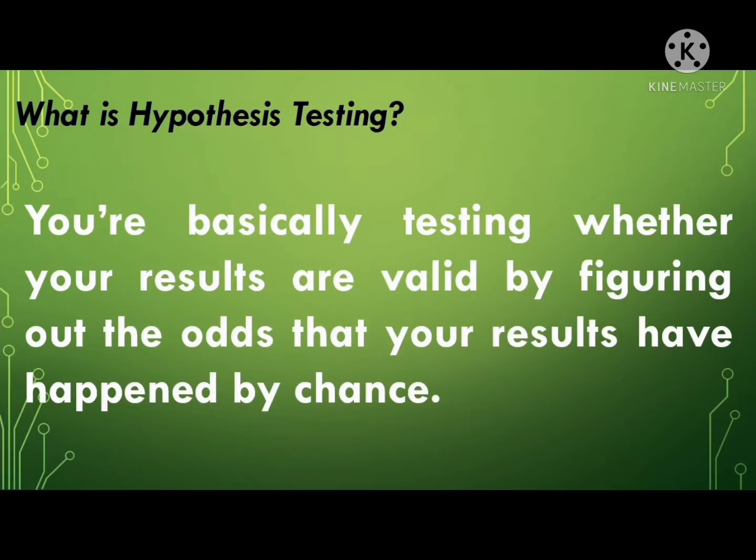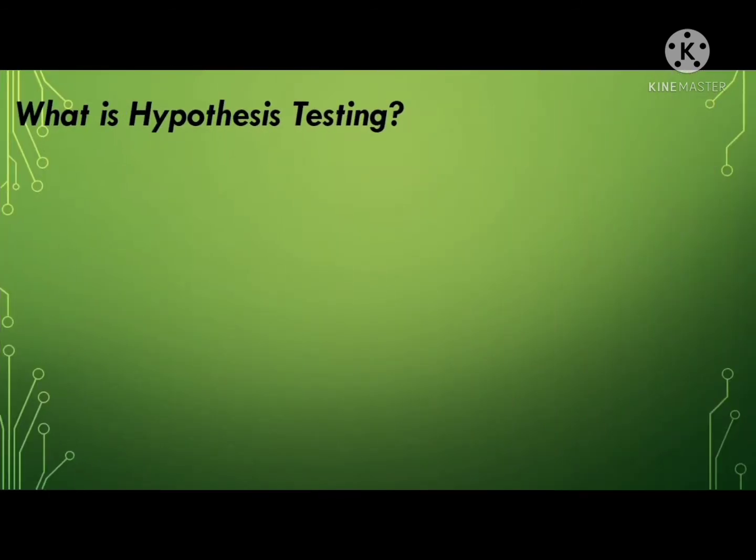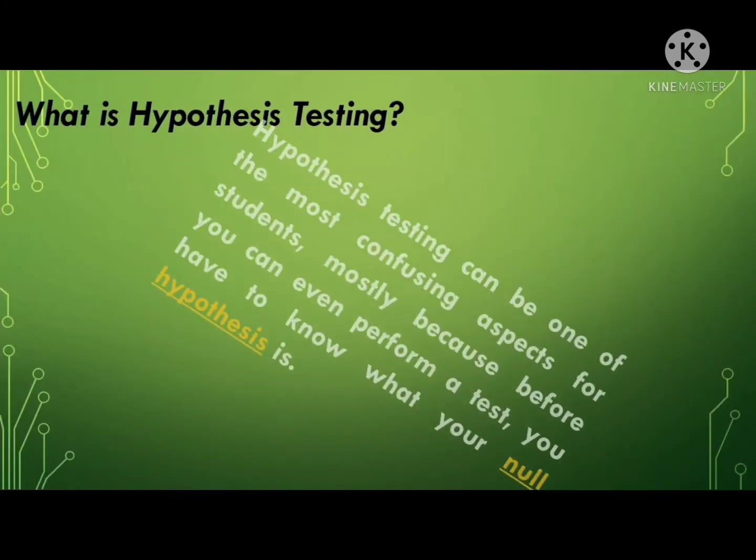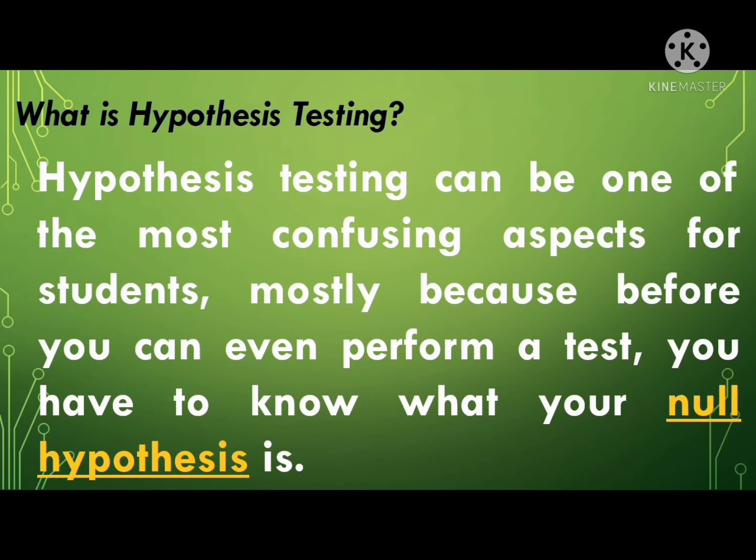You are basically testing whether your results are valid by figuring out the odds that your results have happened by chance. If your results may have happened by chance, the experiment would not be repeatable and so has little use. Hypothesis testing can be one of the most confusing aspects for students, mostly because before you can even perform a test, you have to know what your null hypothesis is.